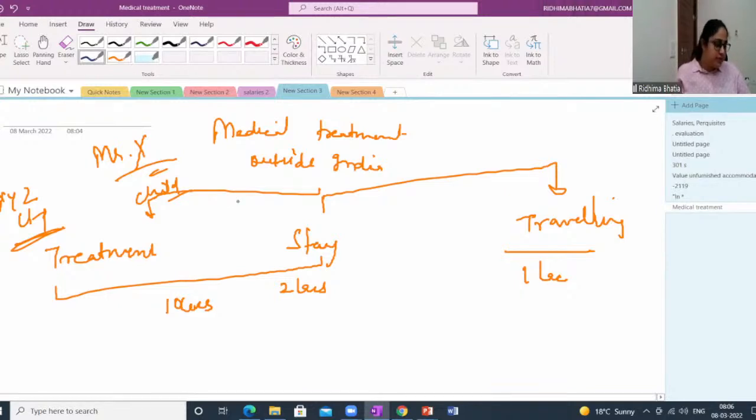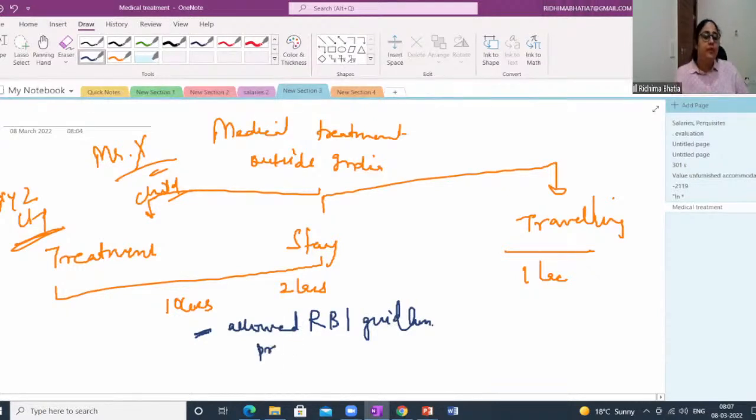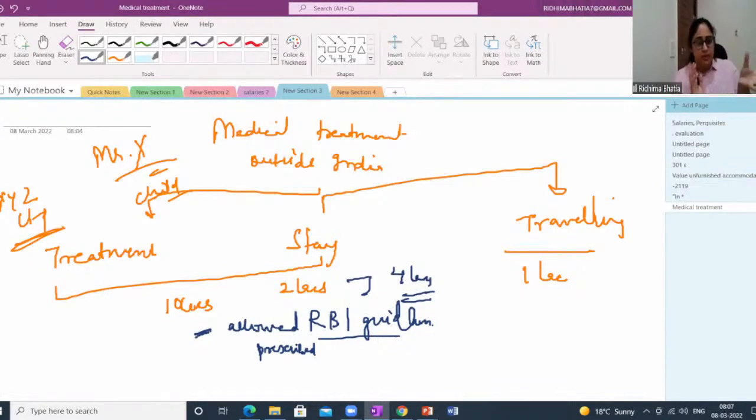When we talk about treatment and stay, the amount which is allowed by RBI as per guidelines, question may be given. The amount whatever is allowed or prescribed by RBI would be exempt. So the question may clearly state, as per RBI guidelines, only 8 lakhs are allowed for treatment and stay. Then 4 lakhs would be taxable. So for treatment and stay, the actual expenditure incurred by the employer minus the expenditure allowed or prescribed by RBI guidelines, the net value would be your taxable perquisite.